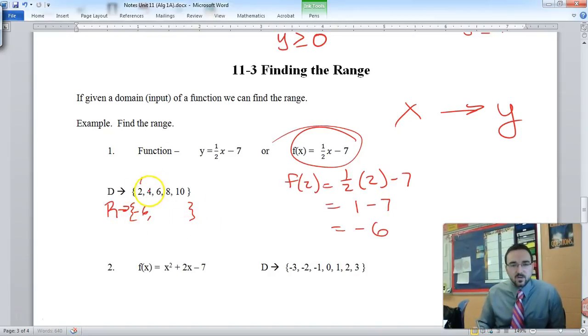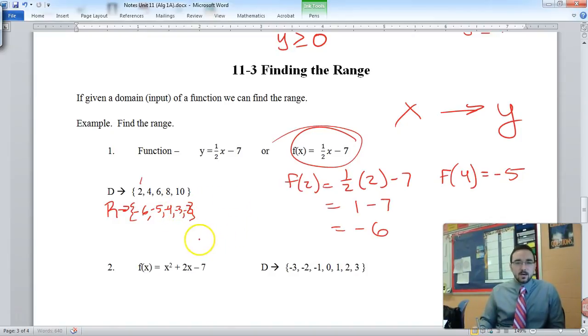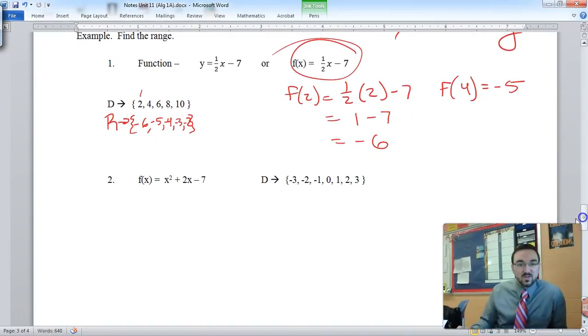I'm going to put a comma. Let's do the next value. So f of 4 equals, half of 4 is 2. 2 minus 7 is what? Right, -5. Good. So I get -5. I'm going to tell you that it's just going to follow that pattern: -4, -3, -2. So you can figure out the pattern as you go and just finish out the range.